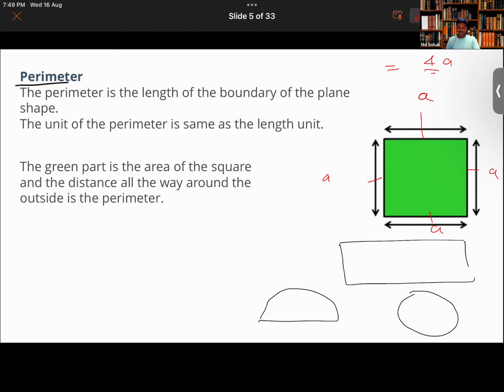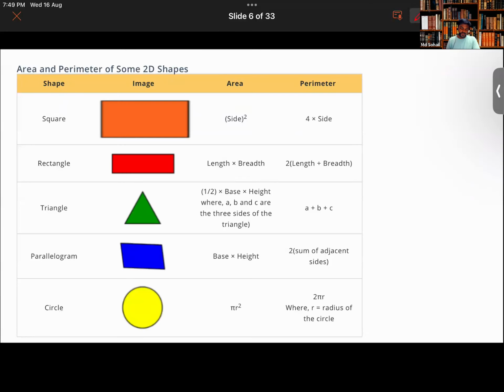It is calculated in a different manner for different figures, right? So that we know about perimeter. Now look at some of the common figures, some of the 2D shapes. We are already familiar with all these figures, right? So a square and rectangle.